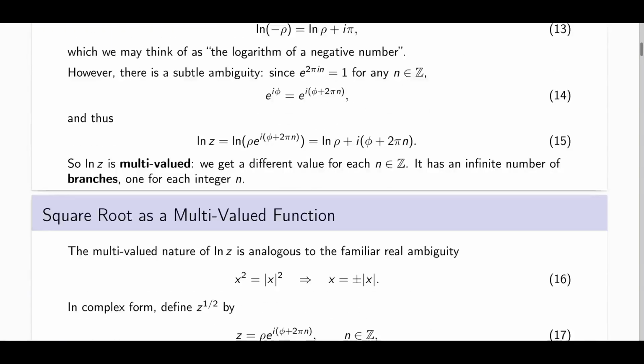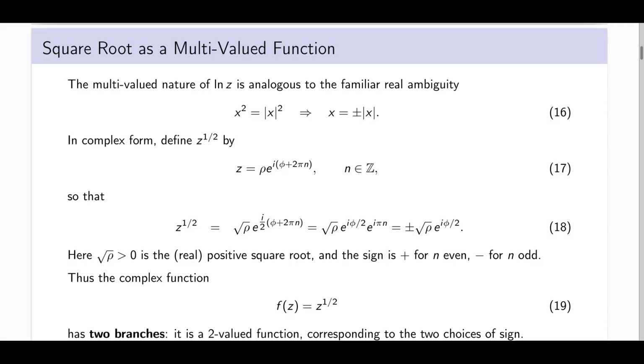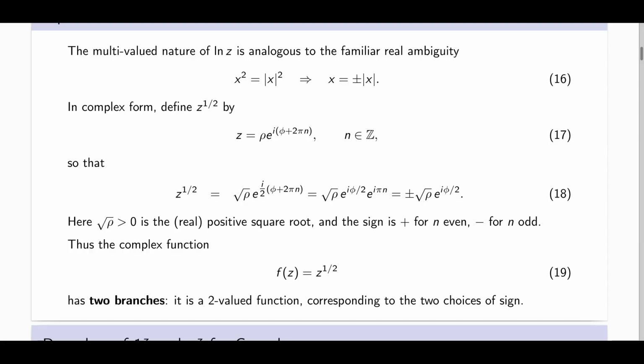This idea extends naturally to the complex square root. Just like a real number has two possible square roots, a complex number also has two possible values. These come from the same ambiguity in the angle. Shifting it by one full rotation flips the sign of the square root. So the square root is a two-valued function, while the logarithm has infinitely many branches.